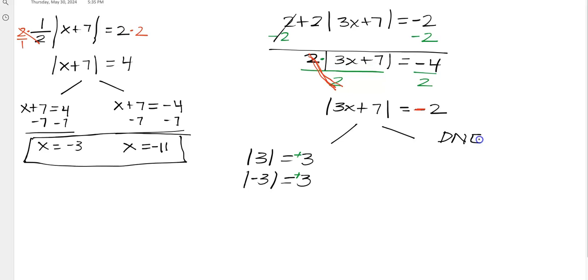On your homework, you would just put something like that, D and E. Now you could work out both of these.